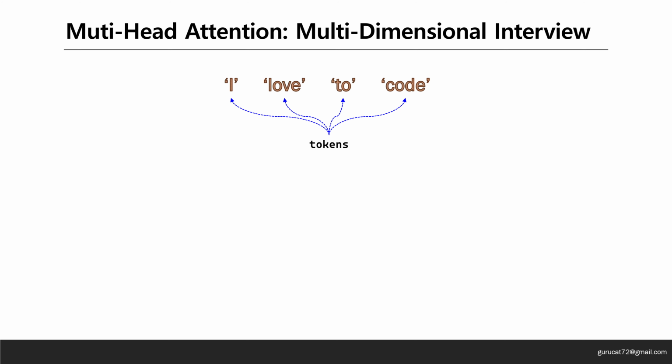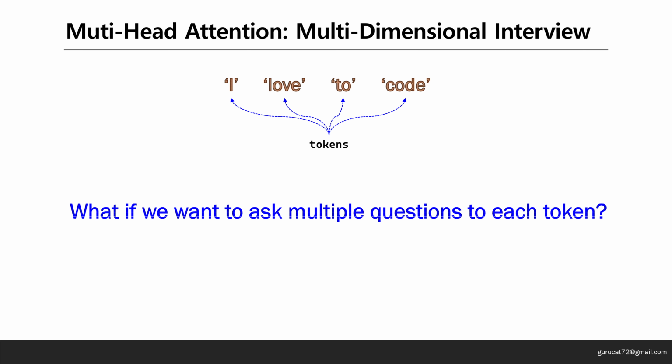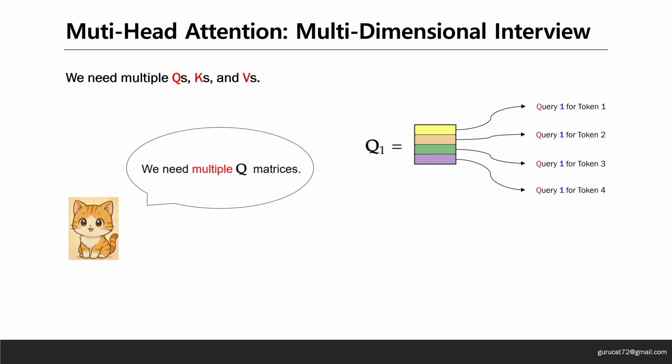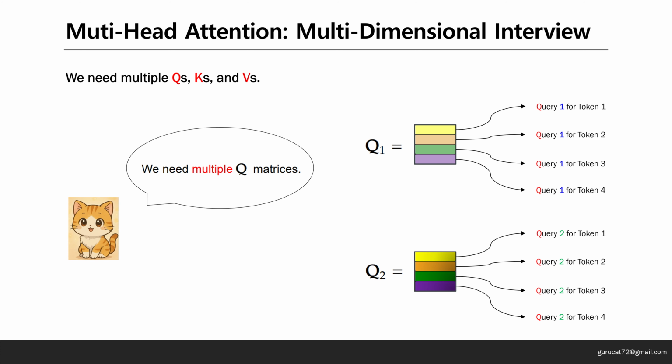So now we step into a multidimensional interview. Instead of relying on one question, we ask several different kinds of questions. Each question highlights a different perspective of each token. Compared to the earlier interview, where each token could be asked only a single question, here we introduce several different kinds of questions. Each one highlights a different new perspective of the token. To support multiple questions, we naturally extend the single query setup into multiple query matrices. Each matrix forms its own set of queries, allowing each token to ask question 1, question 2, and so on.